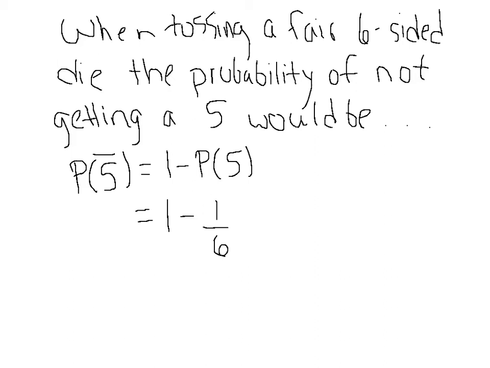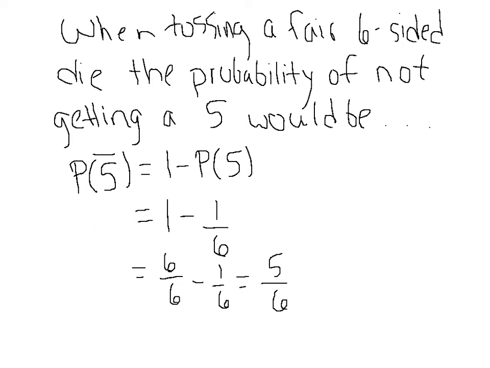Now, if you were here on Tuesday, we talked about how we can change that number 1 into something that's easy for us to subtract fractions. Remember, the denominators need to be the same. So since the denominator here is 6, we're going to change 1 to 6 over 6 minus 1 over 6, and then we just subtract the numerators. Okay? You can also always use your calculator. Okay? So the probability of not getting 5 is 5 out of 6.